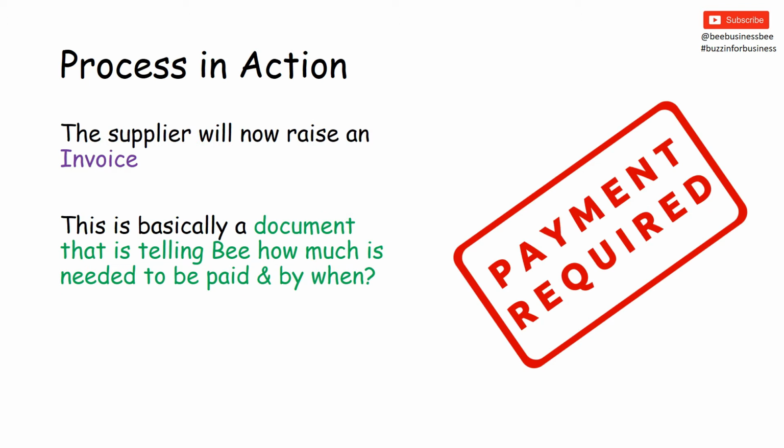Once everything's complete and they've checked that off, the supplier will now send B an invoice. An invoice is basically a document that says to B, you need to pay us this amount of money by this date. So it's now saying you've had your order, you've checked your order off, we now want payment. And at this point they send an invoice. So an invoice is asking for payment.